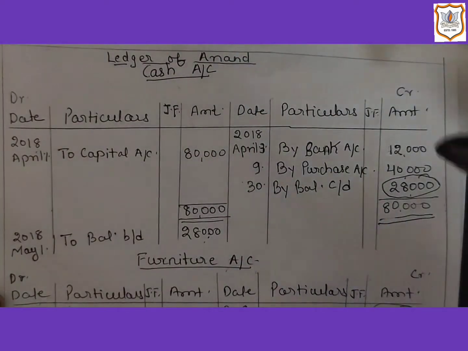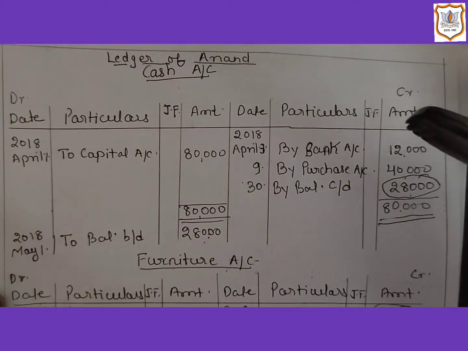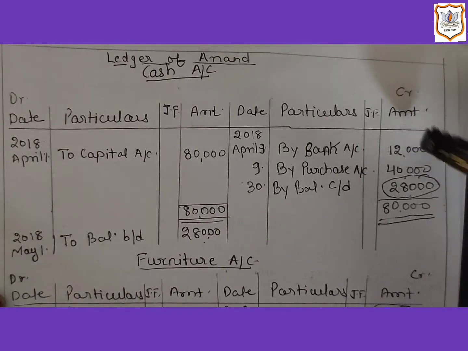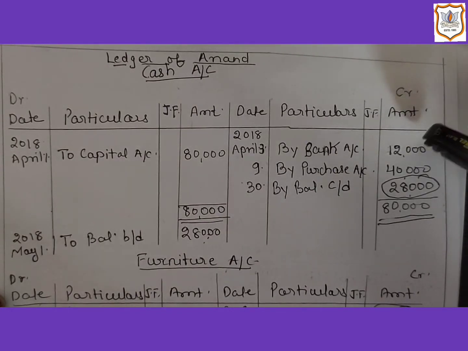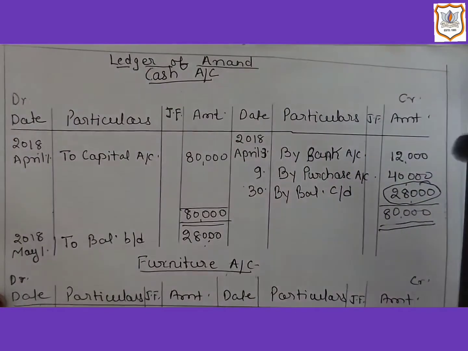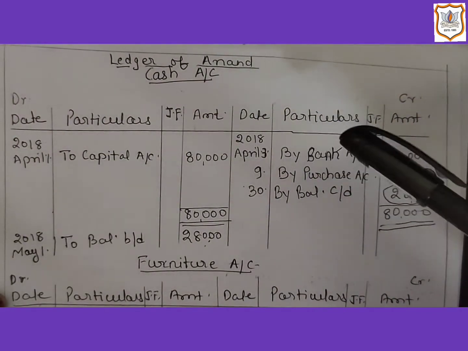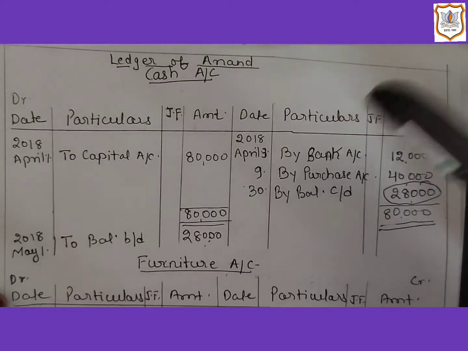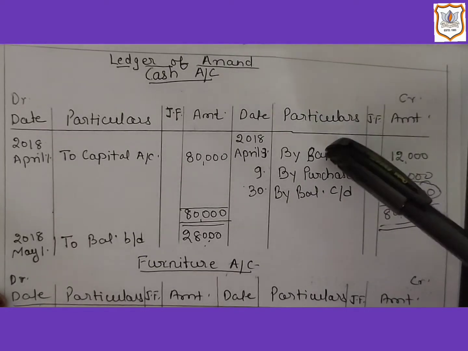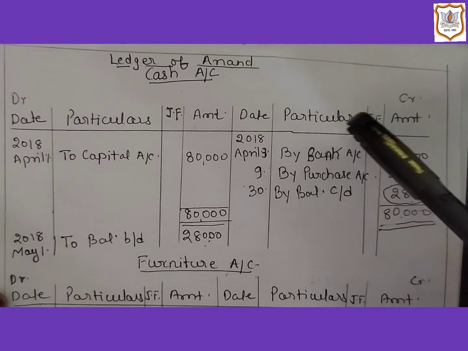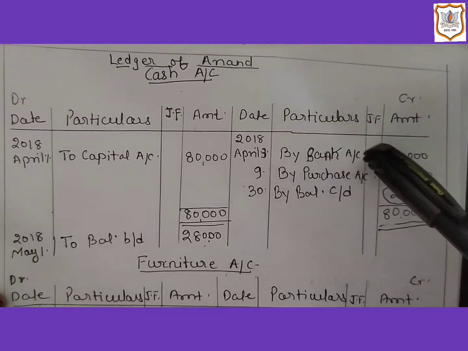And in the entry, it is shown that the cash account is credited by rupees 12,000. So in the cash account, we will record the amount on the credit side, and in the particular column, we will show the name of the account having an opposite effect, and that is the bank account. So in the particular column, we will write "By Bank Account".